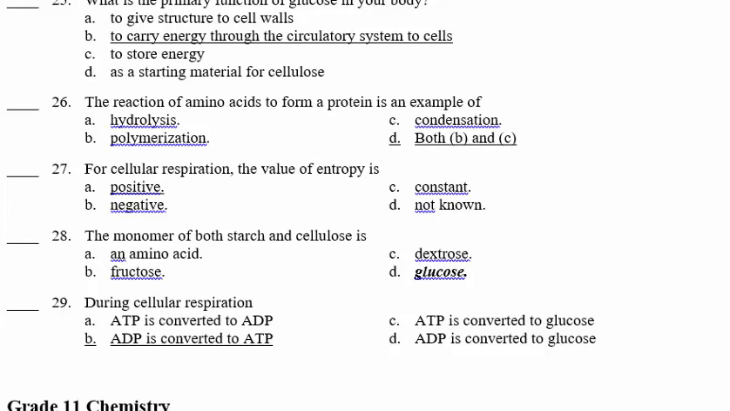Number 28. The monomer of both starch and cellulose is glucose, because glucose is the building unit of both starch and cellulose. During cellular respiration, ADP is converted into ATP by adding one phosphate group, producing ATP, which is the energy currency of the cell.